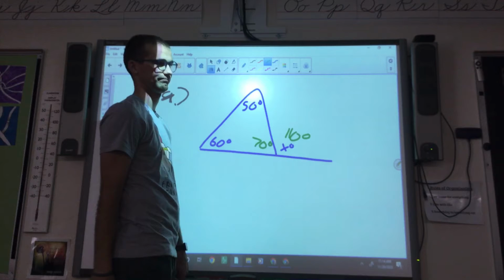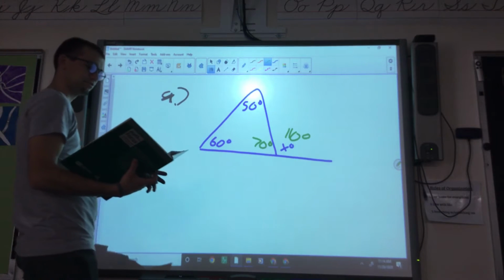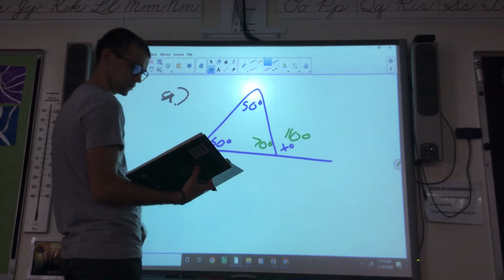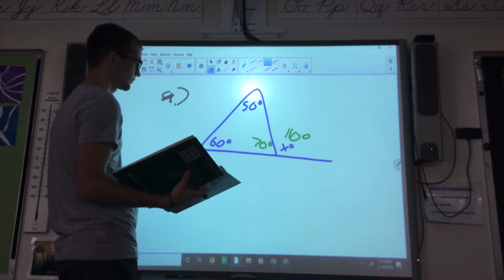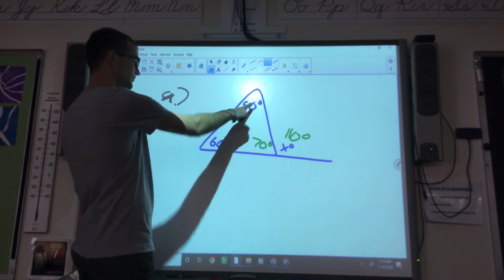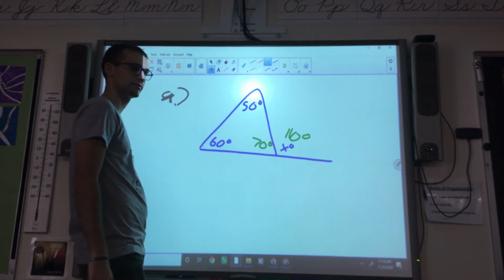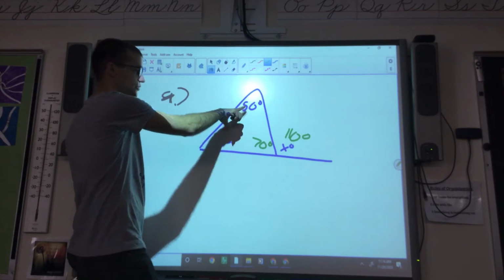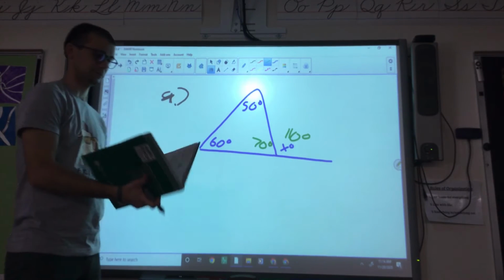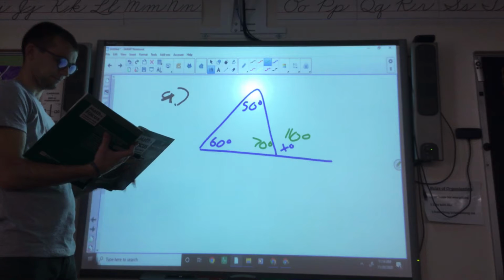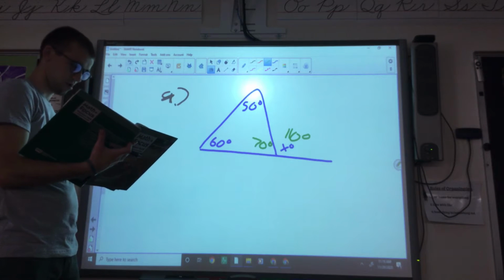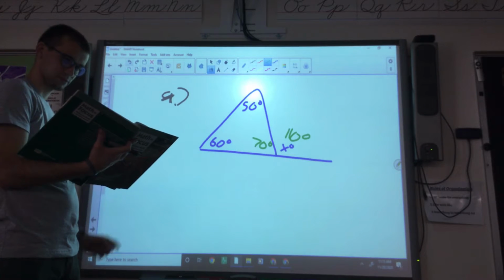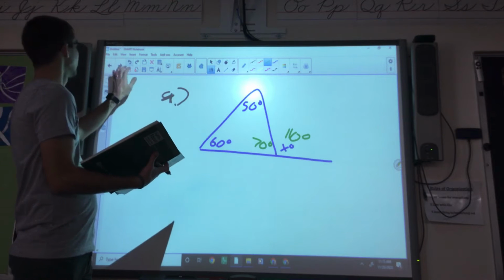Every single time. Wait, you add those two and it equals that one? Mm-hmm. Hey, 50 plus 60 is? Oh, I thought you were saying 50 plus 70. No, you add these two and it equals that. So 50 plus 60 is 110. No, I don't need to do the rest of that.